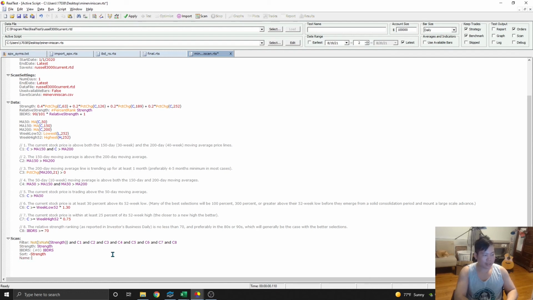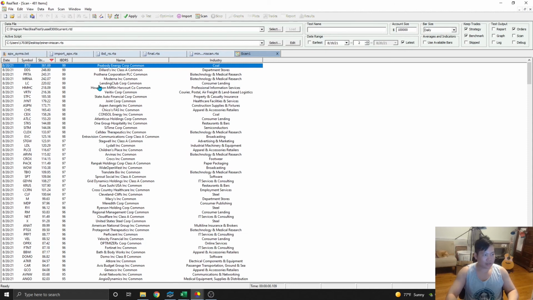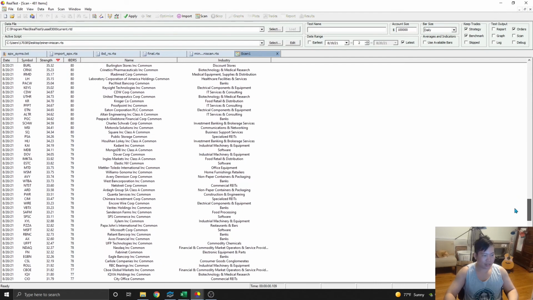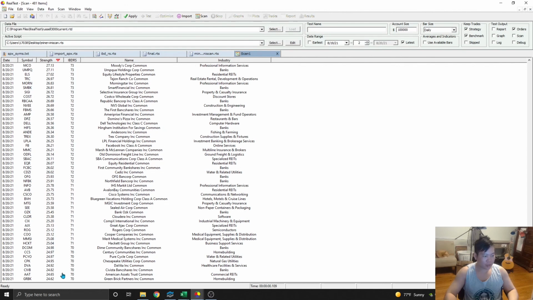And just for fun, let's also display the full name of our stocks and the industry that they're in. And Norgate data combined with RealTest will allow us to do this very effectively. And there you have it. So here's our list of super performance stocks in a stage 2 uptrend, as Minervini would call it. And if we scroll down here, we can see that we're now filtering for an IBD-RS that's at least 70. So that should do it.